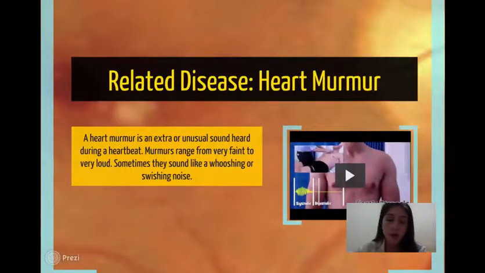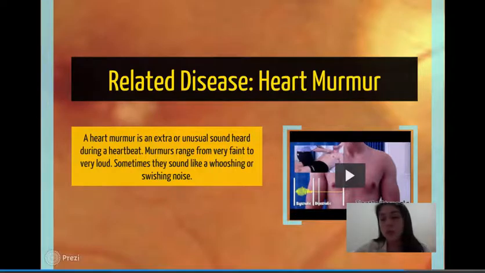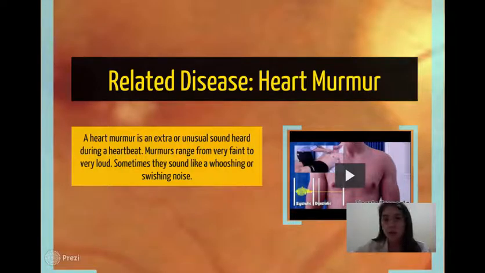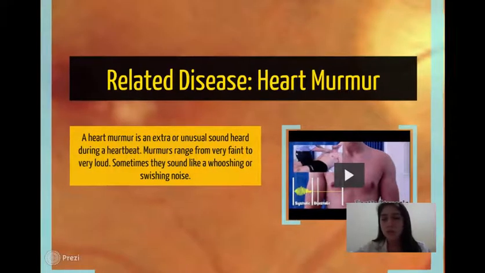What about the related disease? We have a heart murmur. A heart murmur is an extra or unusual sound heard during the heartbeat. Murmurs range from very faint to very loud. Sometimes they sound like a whooshing or a swishing noise. So I found this video very interactive, very interesting for medical students like me especially. And then I'm going to show you a video that's more appropriate for patients.